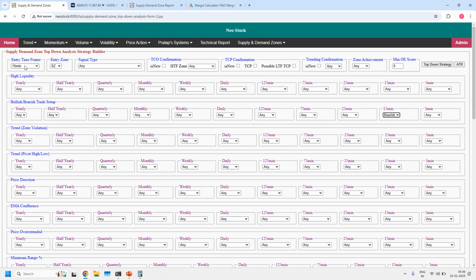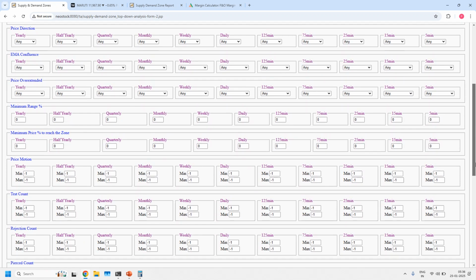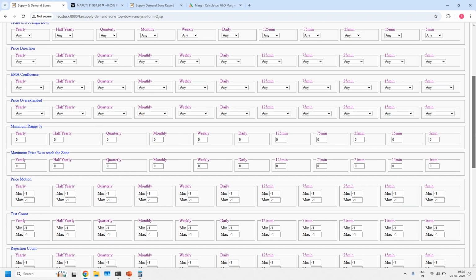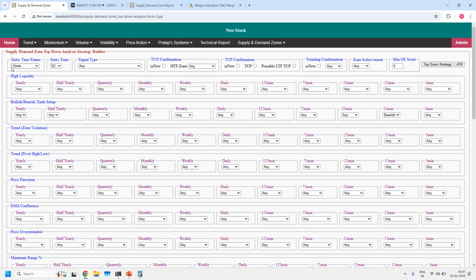And these 15-minute supply zones should not be pierced. That's why in the pierced count parameter, this is the pierced count parameter. Here at 15 minutes time frame, that is our entry time frame, our 15-minute supply zone should not be pierced. That's why we are setting minimum value 0, maximum value 0. That indicates pierced count is 0. Pierced count 0 means zone is not pierced. And this filter is applied to whatever we select here. We selected 15-minute supply zone.